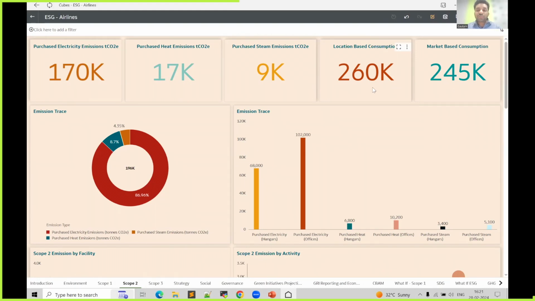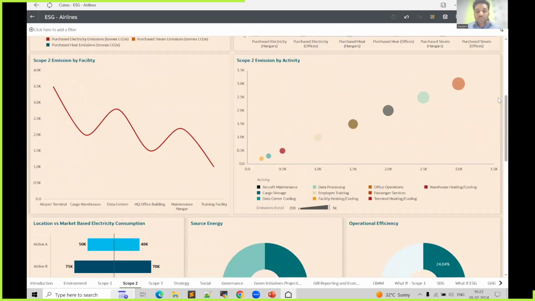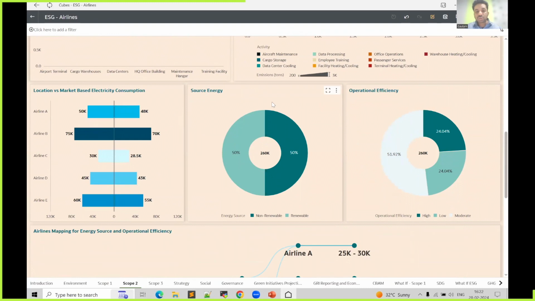So in this specific example, I'm responsible for an overall number of 260K as my emission. But if I compare it with my region, they are much lower at 245K. So I can then try to invest more in my sustainable initiatives to make sure I bring this 260K down to 245K. And one great way to understand that, if I look at the source of energy, currently we are investing 50% on the renewable energy and 50% on the non-renewable energy as well.